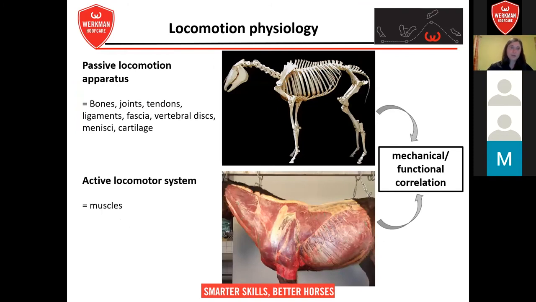So to the passive locomotor system belong all parts which are passively moved: bones, joints, tendons, ligaments, whatever. So every more or less passive structure is moved by the muscles belonging to the active locomotor system. But they are functionally and mechanically correlated.